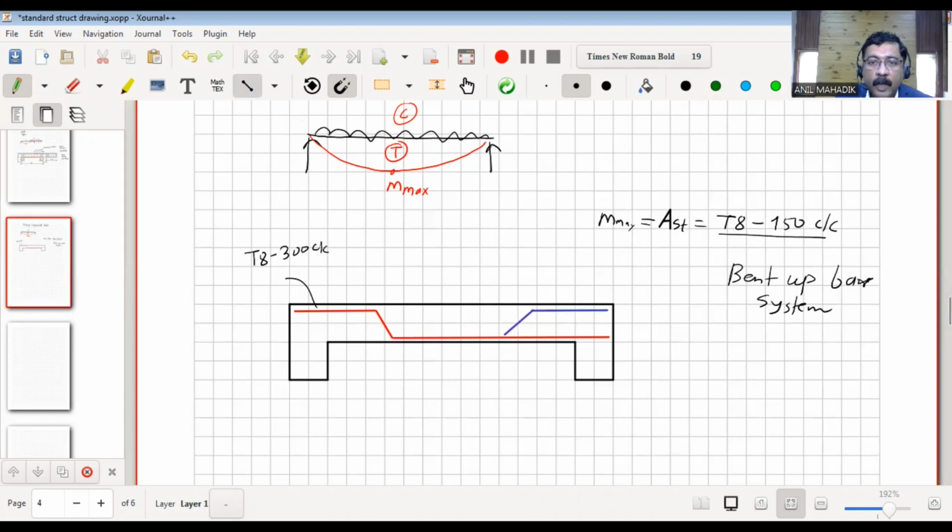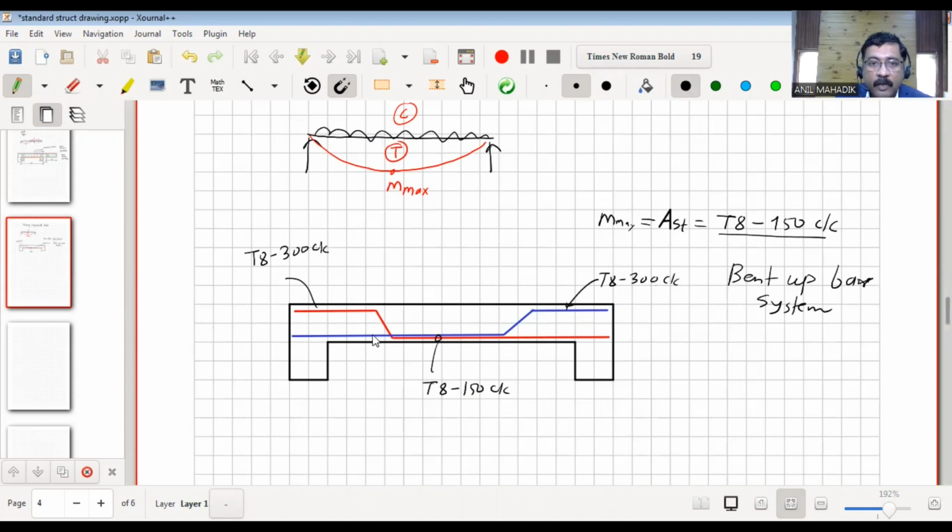And then provide the bent up like this, and it will go till the end. So this bar will also be T8 at 300 center to center. Now you can understand this is at 300 and this is at 300. So the total steel available at this portion will be T8 at 150 center to center. So that means this is our actual requirement of the steel for moment.